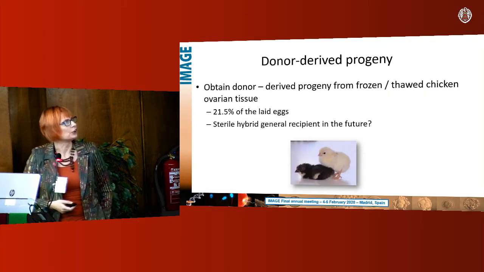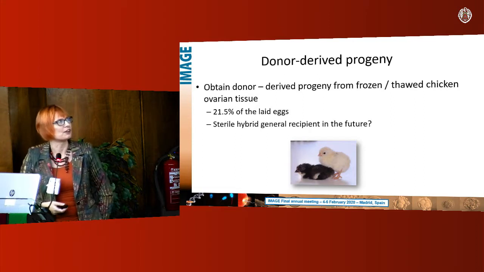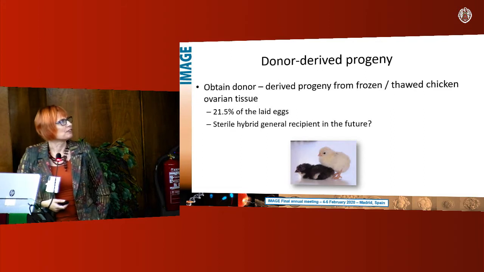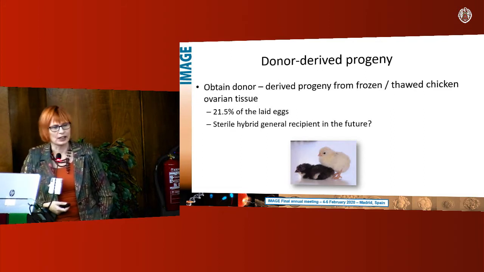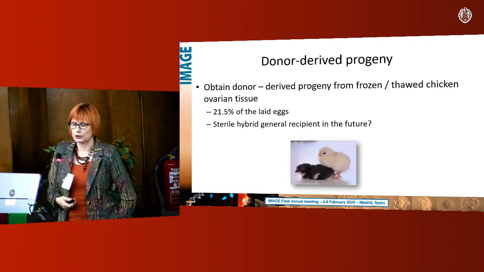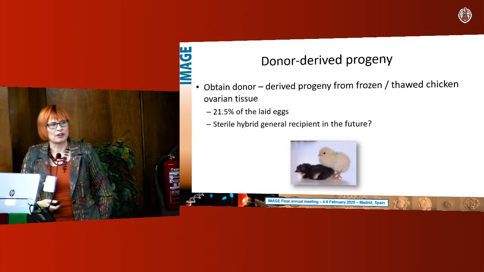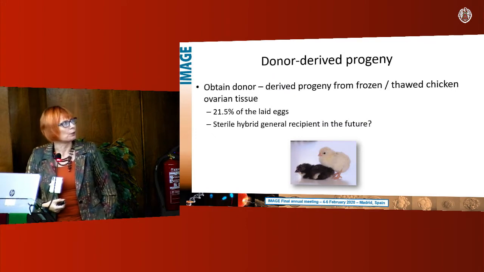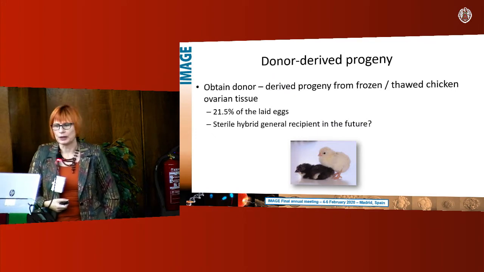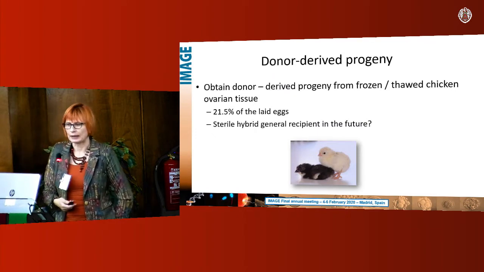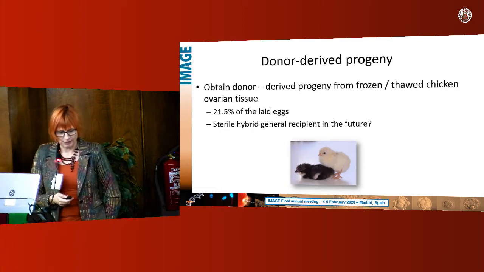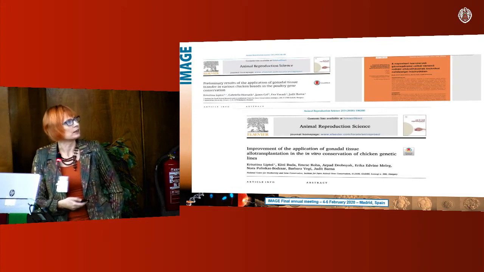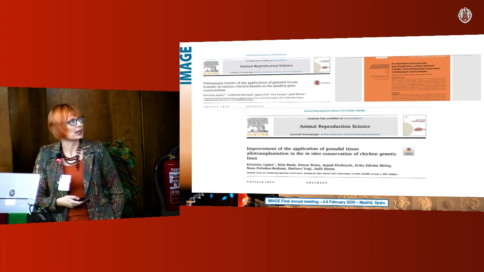We obtained donor-derived progeny from frozen chicken ovarian tissue, which was not published before. 21.5% of the laid eggs proved to be donor-derived, and the remaining ones were recipient-derived. So we were thinking whether a sterile hybrid would be a good general recipient for gonadal tissue transfer too. We published our results in Animal Reproduction Science.